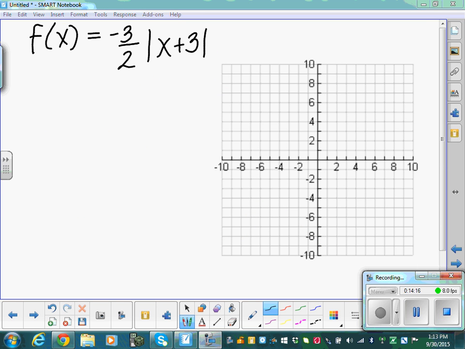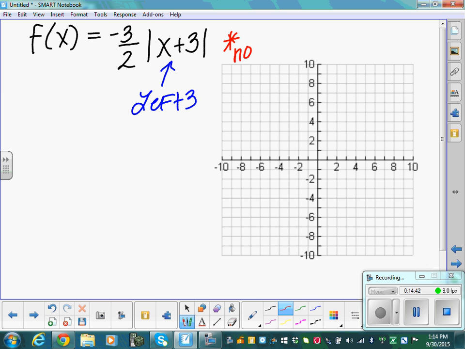Looking at this one, our first thing is to identify our shift left or right. We always go the opposite of what's added inside the absolute values. So opposite of +3 would be left 3. We're going to be shifting left 3. Now identify your shift up and down. Notice there's nothing out here adding up and down, so we have no shift up and down. I'm going to plot my starting point. I'm going left 3, so that means back 3. And there's my starting point because there was nothing added on the outside of the absolute value signs.